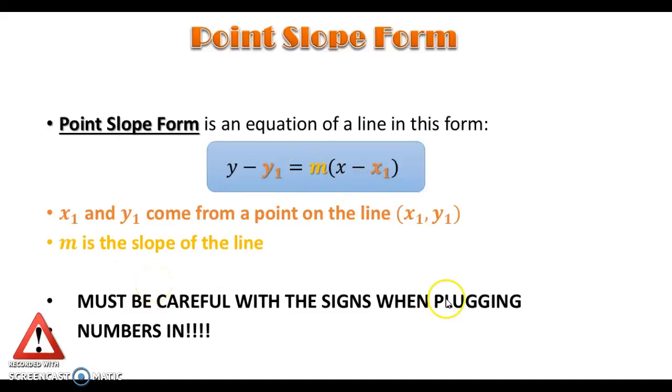Please, please, please be careful with the signs when plugging the numbers in. If you have a negative, so like let's say your x is negative, the double negative will make it a positive, and you'll have x plus something. So like let's say, for example, your x was -3. That would be x minus -3. You'd end up with x plus 3. So a lot of issues here involve putting in the wrong sign. So please, please be very cautious with that.